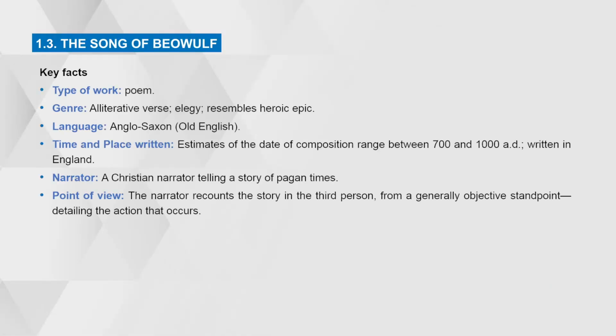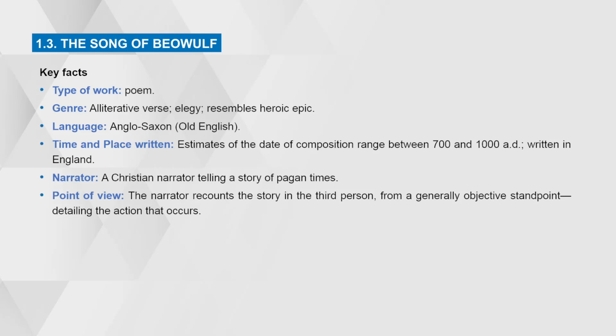I will also introduce some key facts about the Song of Beowulf. First thing you need to remember is the type of the work. It is a poem. What about the genre? Alliterative verse, elegy, and it resembles heroic epics. What about the language? Of course, it is written in Old English.